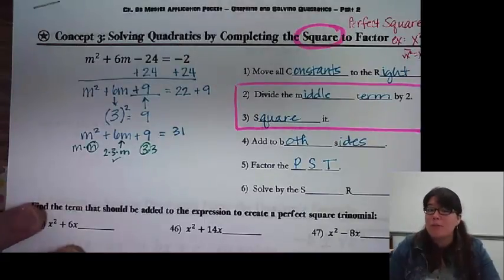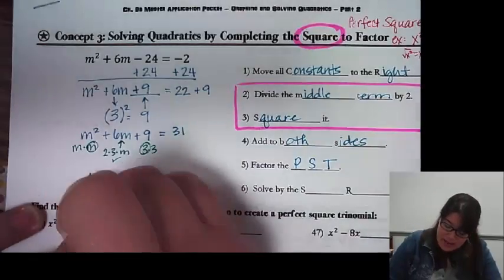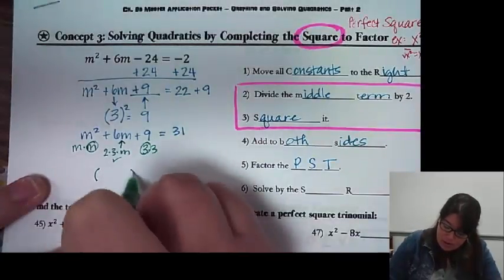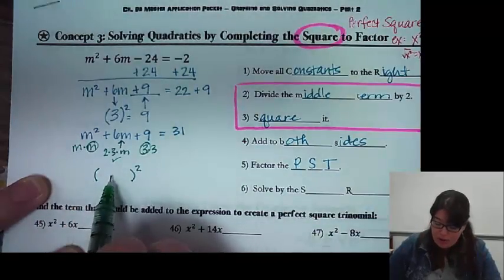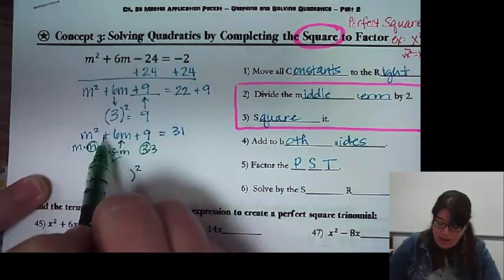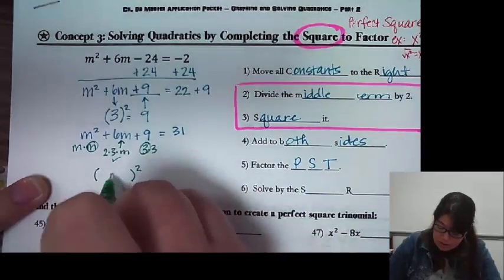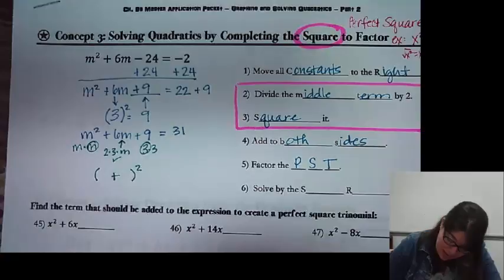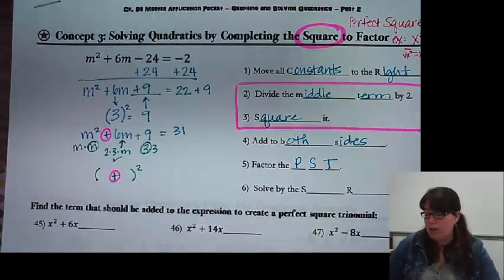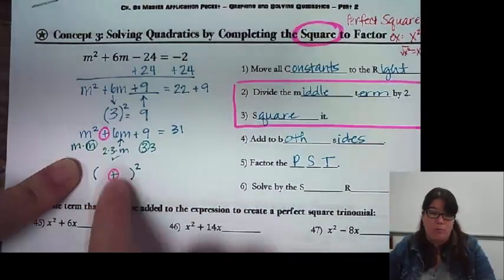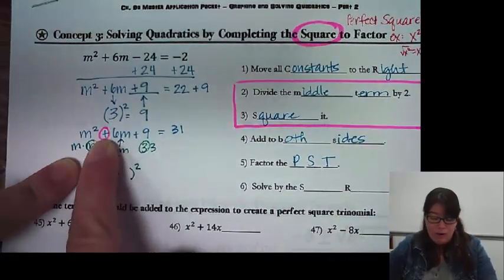And if it is a perfect square trinomial, it follows a special pattern. That pattern is that it will factor into a binomial squared, where the sign of the binomial will match the first sign of the trinomial. So I'm going to use addition. So the sign inside is going to match your first sign of your trinomial. If this was minus, my binomial would be minus. If this is plus, my binomial is plus.